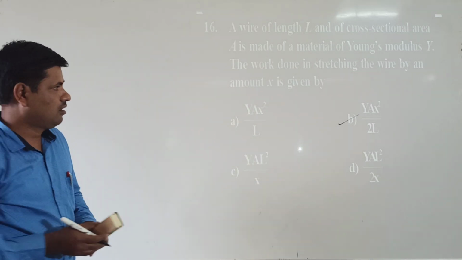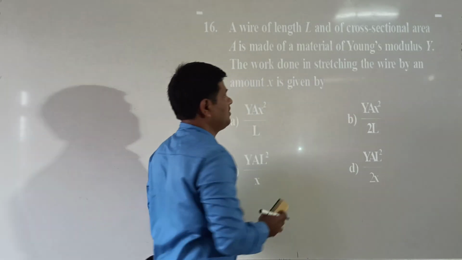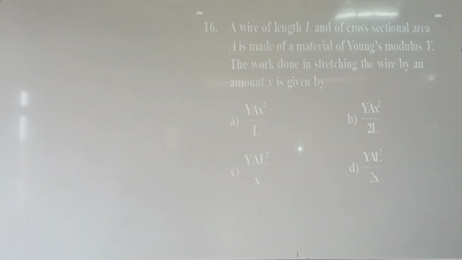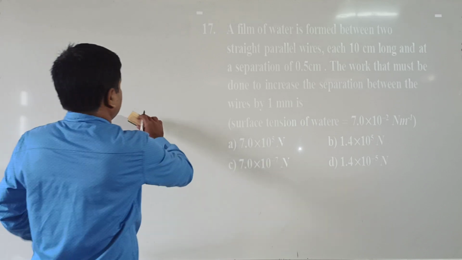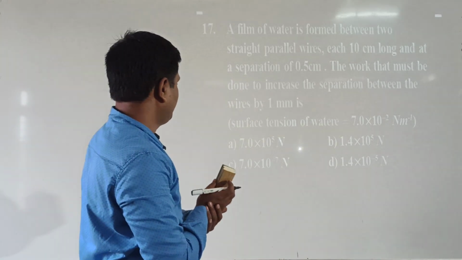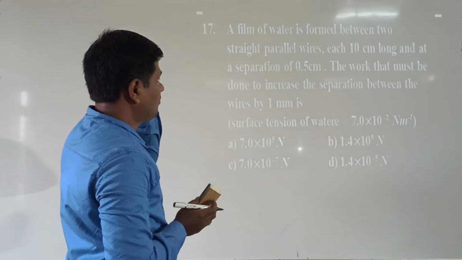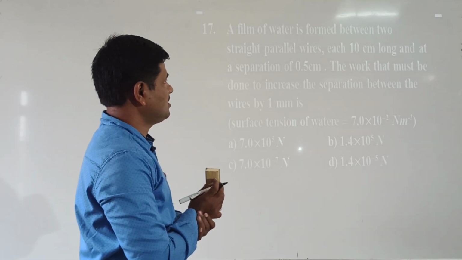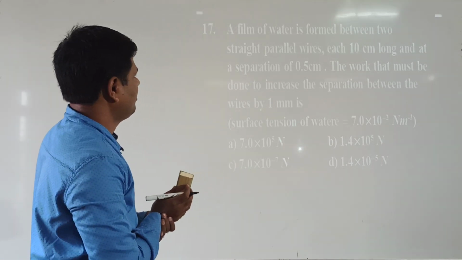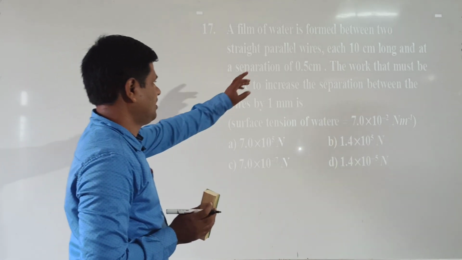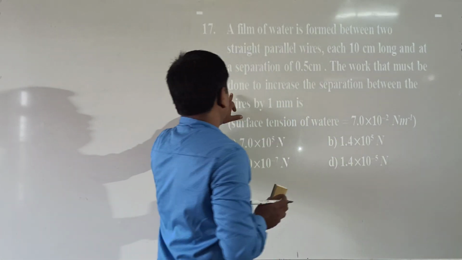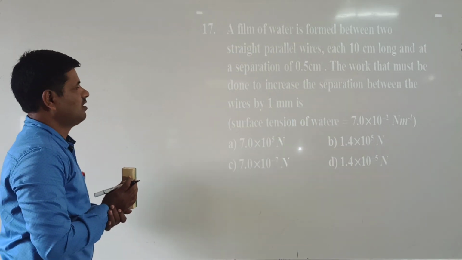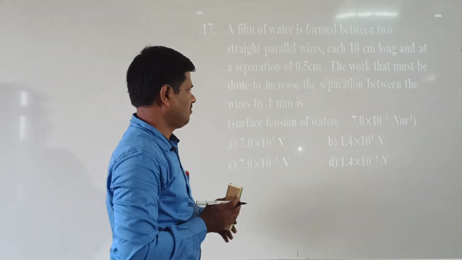B option is correct. Next we go to the 17th question. A film of water is formed between two straight parallel wires, each 10 cm long and at a separation of 0.5 cm. Now find the work done to increase the separation between the wires by 1 mm.